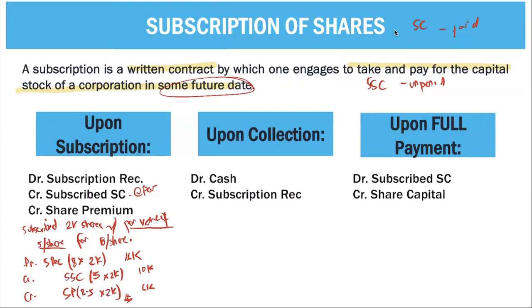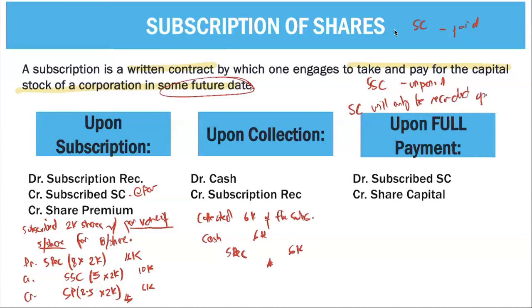Now, upon collection, so let's say collected 6,000 of the subscription. So upon collection of the 6,000 of the subscription, your entry is only a debit to cash and a credit to subscription receivable, 6,000 pesos. And upon full payment, take note guys, your share capital will only be recorded upon full payment. Okay?